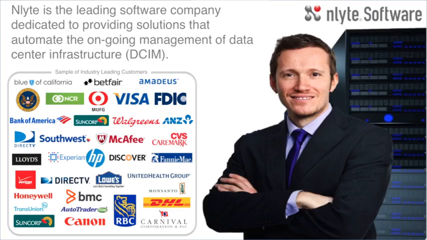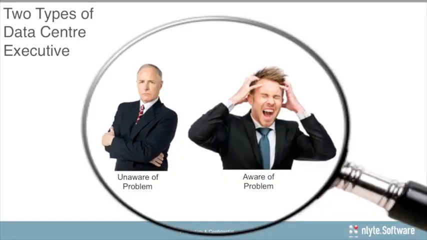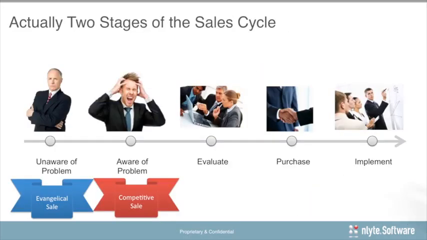So if we back up and you find an executive at a company that has 1,000 racks or more, or 500 racks or more, there are really two types of data center executives. There are those who are unaware that they have a problem, and there are those who are aware of the problem. Well, technically, there are those that could already be using Nlyte, but let's leave that outside of this.